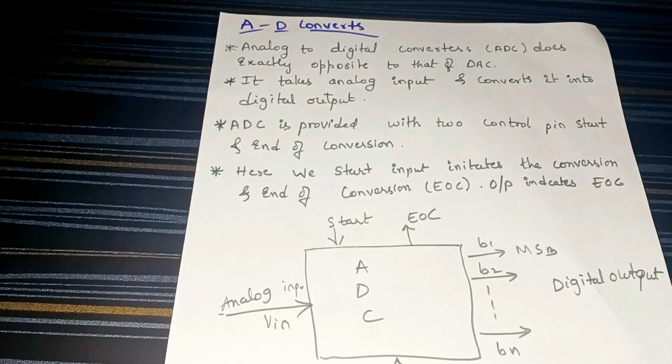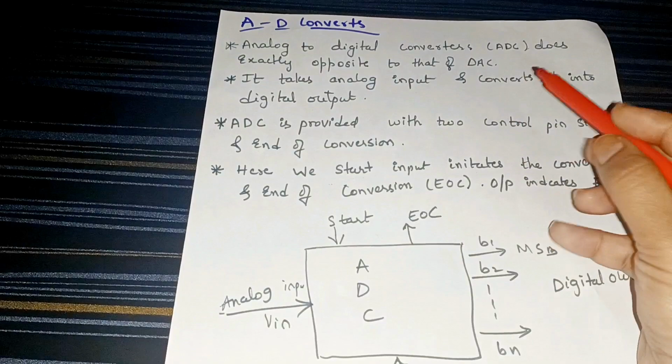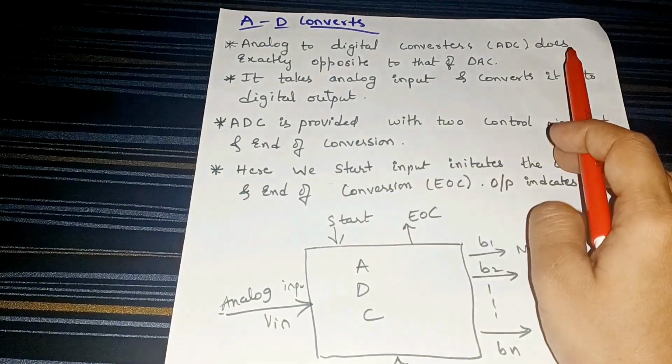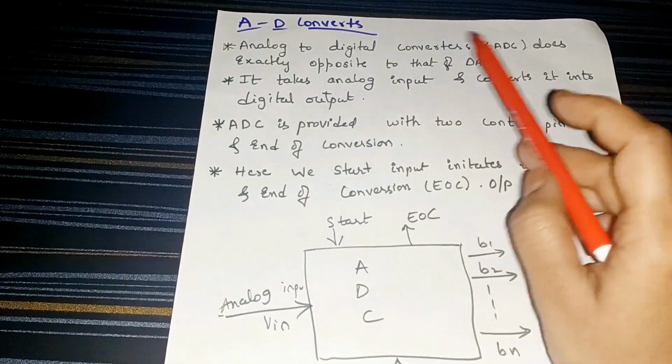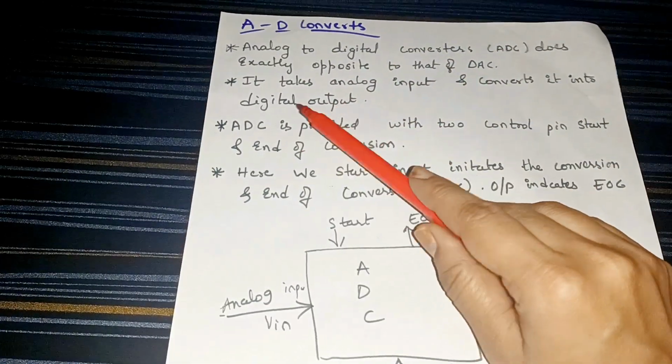Hello everyone, in today's video we are discussing analog to digital converters. So what it will do, we'll see. An analog to digital converter does exactly the opposite of the DAC. It takes analog as an input and converts it into digital as an output.